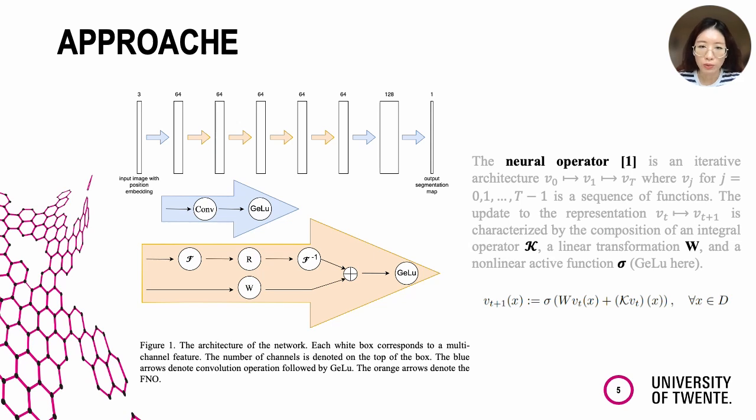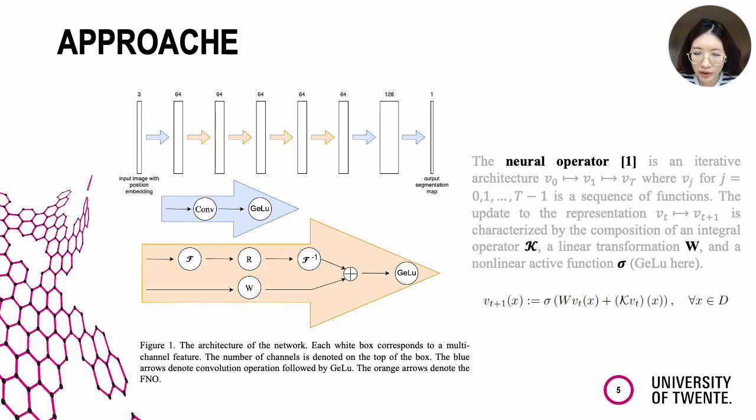And the network consists of 3 modules. First, the initial convolutional layer to elevate the input maps to a higher dimensional channel space. Then we have 4 layers of FNOs, and last, the final 2 convolutional layers to project the feature map back to the target dimension. And in all these layers, we use the Gaussian error linear unit as our activation function.